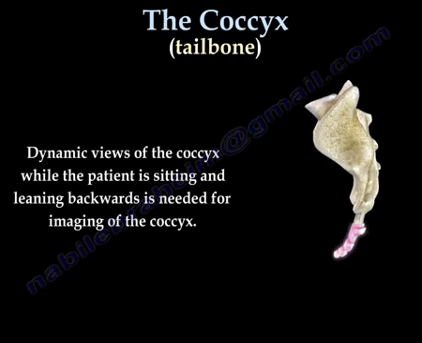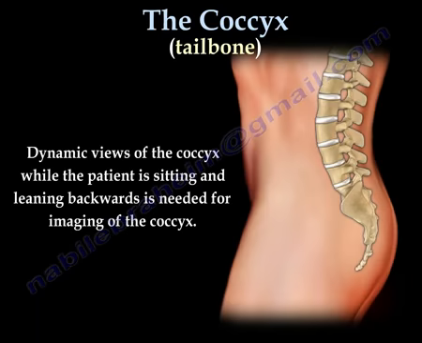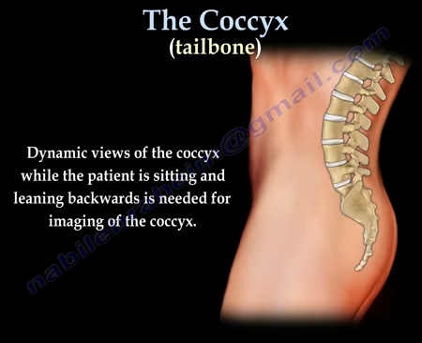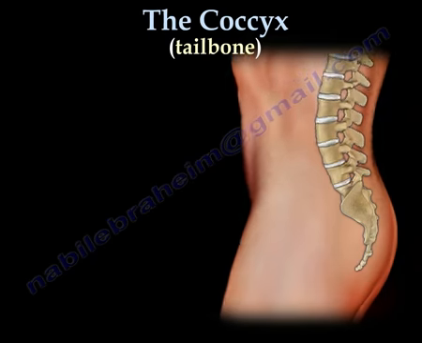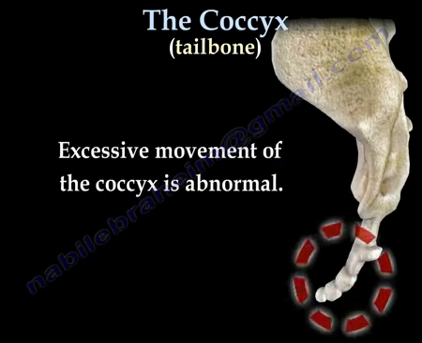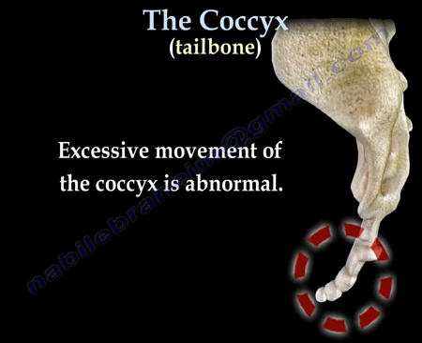Dynamic views of the coccyx with the patient sitting and leaning backwards is the best to image the coccyx. We will compare these X-rays to non-weight bearing films with the patient standing or lying to the side. Excessive movement of the coccyx is abnormal.